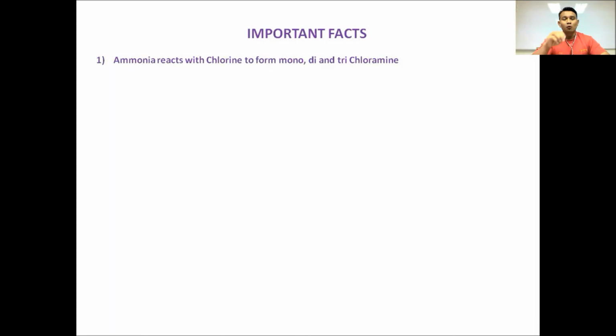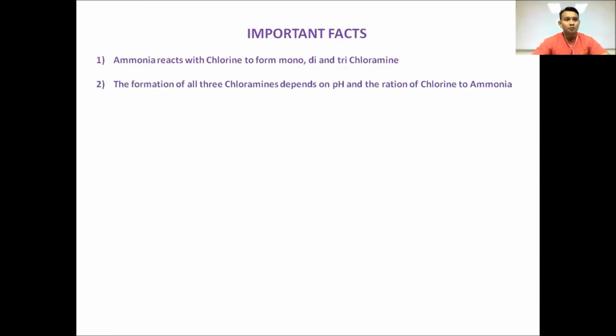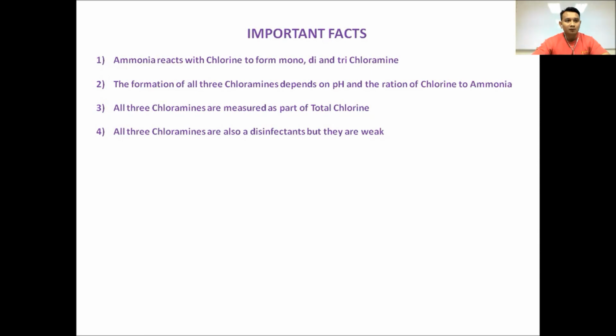Before I end my presentation, I would like to add and re-highlight some important facts related to our discussion, which are, number one, ammonia reacts with chlorine to form mono, di, and trichloramine. Number 2, the formation of all three chloramines depends on pH and also the ratio of chlorine to ammonia. Number 3, all three chloramines are measured as part of total chlorine. Number 4, all three chloramines are also disinfectants, but they are weak.